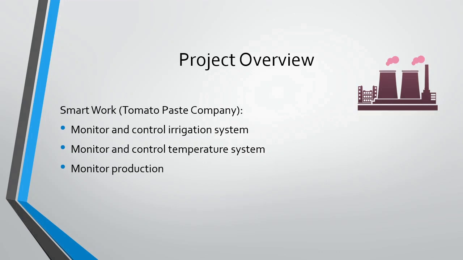A person's work is another component of the Smart Life project. Therefore, a tomato-based company is simulated in this project. In this company, three systems have been integrated with the Internet of Things, namely irrigation, temperature, and production systems. These systems can be monitored and controlled remotely through a Smart Life dashboard.